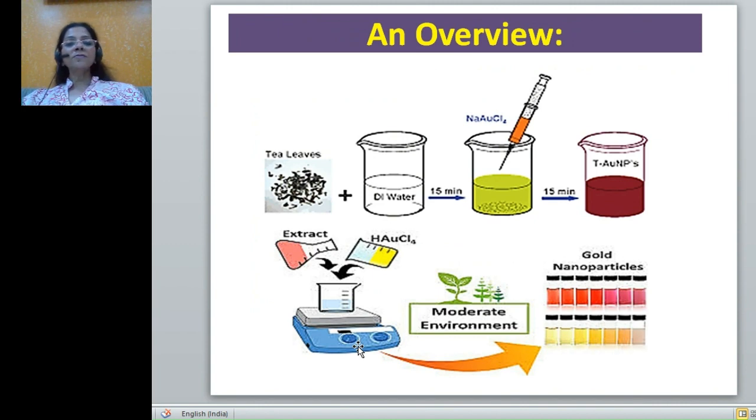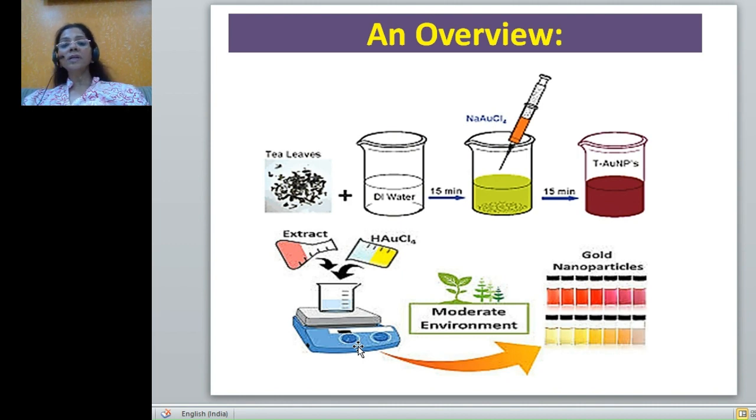So this slide gives you an overview of how these green nanoparticles can be synthesized by using a green technology. In this methodology, we are using tea leaves as the source of the reducing agent. Now, why are the tea leaves acting as the reducing agent? Because of the presence of polyphenols in the tea leaves.